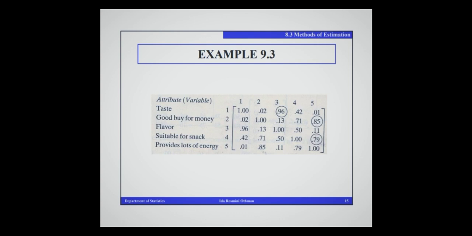Okay, ini secara generalnya kita boleh create dua common factor. So kita boleh namakan the factor of first and third variable, and namakan another factor untuk variable good for buy, suitable for snack and provide lots of energy. Okay, itu yang pertama.